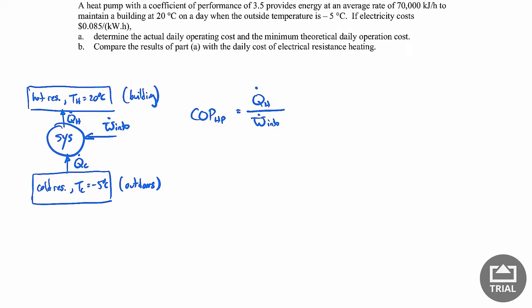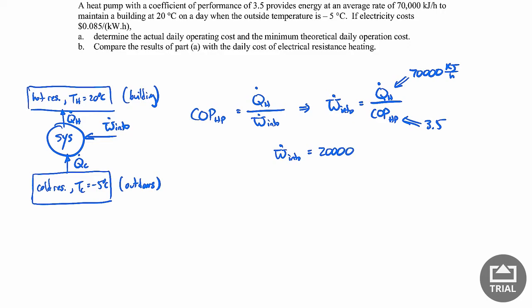So to solve for the power, we'd just rearrange that equation. We can solve for the power in, it's going to be Q dot H divided by the COP, coefficient of performance for the heat pump cycle. Well, we're given the values for these. We're given that the rate of heat transfer into the hot reservoir is 70,000 kilojoules per hour. And we're given the coefficient of performance as 3.5. So we can plug those numbers in and then solve for the rate at which we have to put work into our cycle. And that comes out to be a value of 20,000 kilojoules per hour.